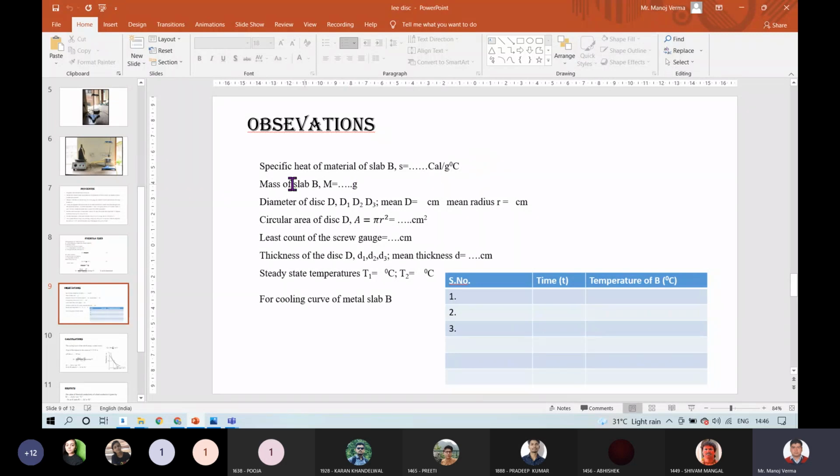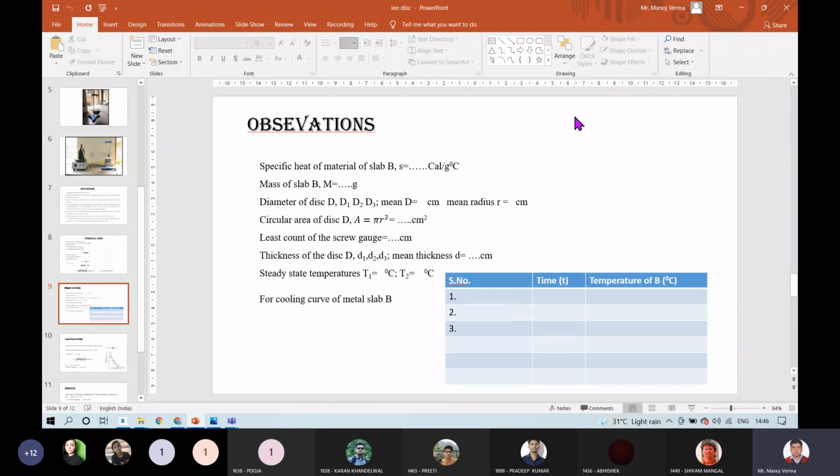Specific heat of material will be given, mass of slab will be given to you, diameter you have to calculate from the website, circular area of disk you have to calculate by using diameter of the disk, thickness निकालना है स्क्रू गेज से, स्टडी स्टेट टेम्परेचर निकालना है.